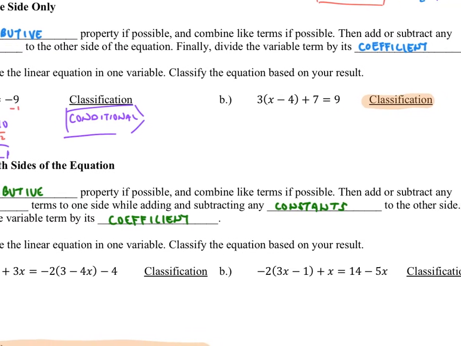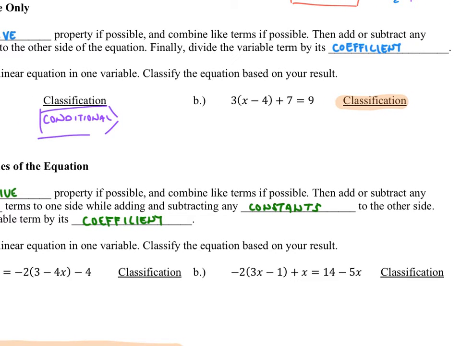And the next one, I'll have you guys do the classification on your own once we see what the answer is. So here we have some distribution to do, so I'm going to start there. That gives me 3x minus 12 plus 7 equals 9. Got some terms on the left side to combine, so that would give me 3x, -12 plus 7 is -5. So there's my simplifying done.